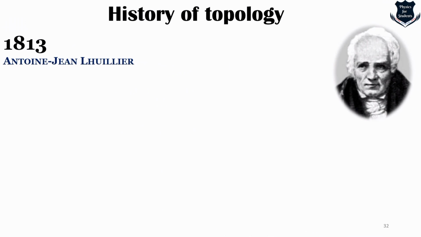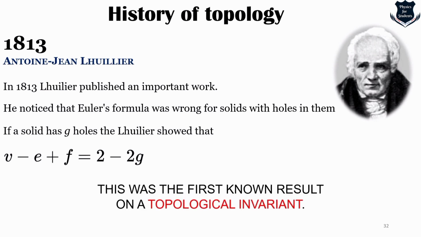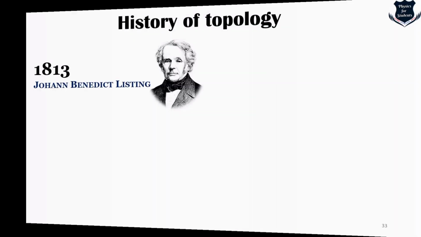Now Simon Antoine Jean L'Huilier, who was born in 1750, was a Swiss mathematician, and he is known for his work in mathematical analysis and topology, and in particular the generalization of Euler's formula for planar graphs. And it is he who found that Euler's formula fails in some cases. So if a solid has a certain number of holes, the formula has to be reformulated like this, and this was first known as a topological invariant.